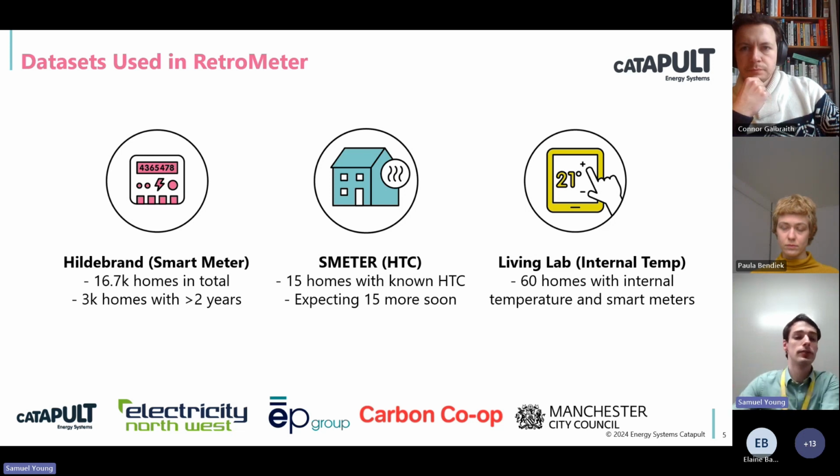We've been using those for developing the model. There were meant to be 15 more that were published that we could use for validating the model, and that publication keeps being delayed a bit, so we're hoping that we'll get those soon. And then some living lab homes with internal temperature data and smart meter data as well.